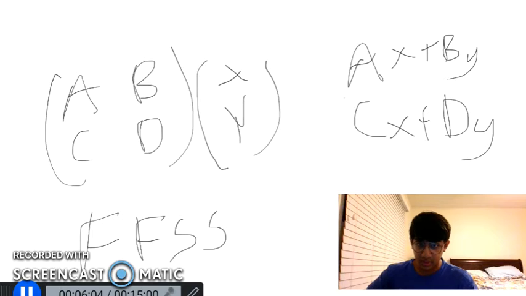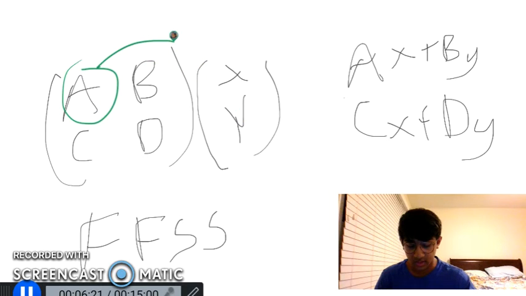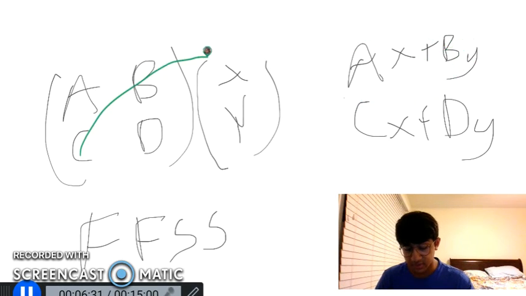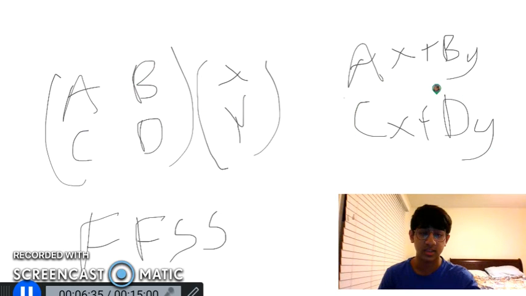And after you get these values, remember the acronym FFSS, first, first, second, second. Sorry, I blanked out for a sec. First, second. So this first letter connects with this first letter, second letter connects with this second letter. So you have AX plus BY. That's your top number. And then you have CX first, second, DY, and that's your bottom one. Let's look at an example.